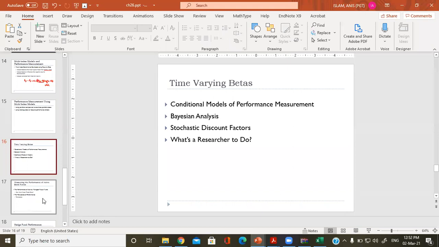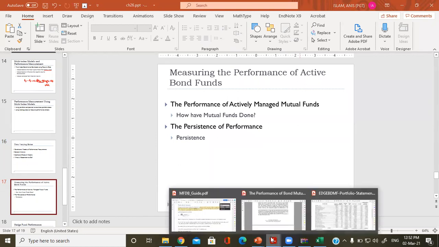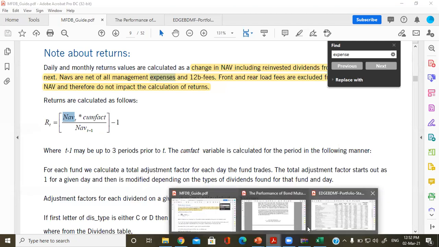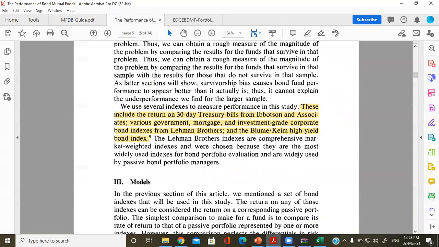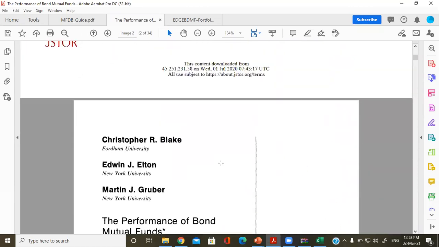We are particularly interested in our class regarding the performance of bond mutual funds, how they have done. But it has been found that bond funds in general have been ignored in the mutual fund literature, which is not expected because bond funds constitute a significant portion of the assets managed by the funds. So I recommended you go through this paper in the previous session.